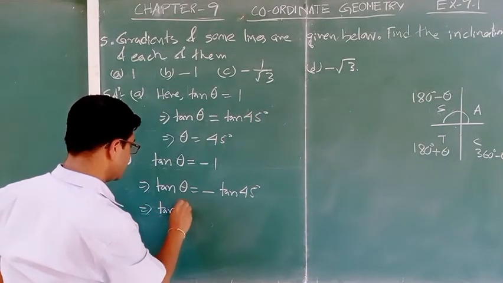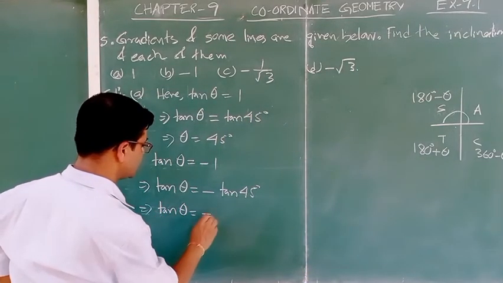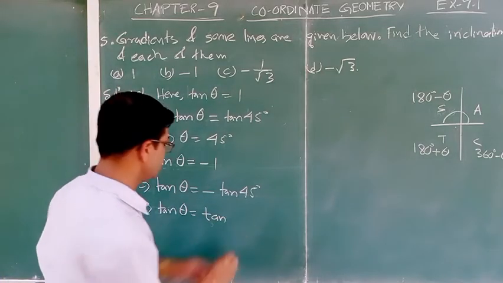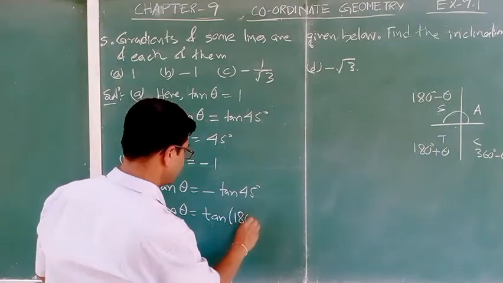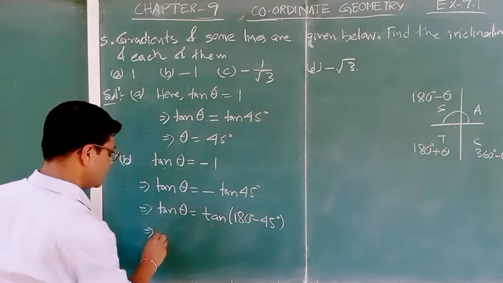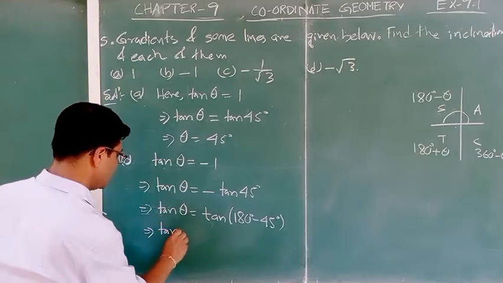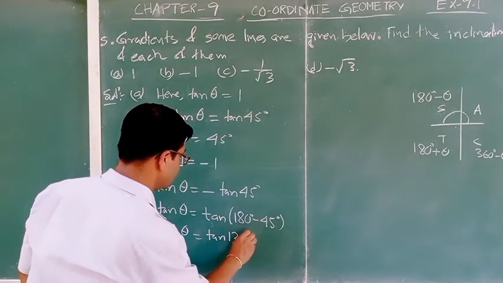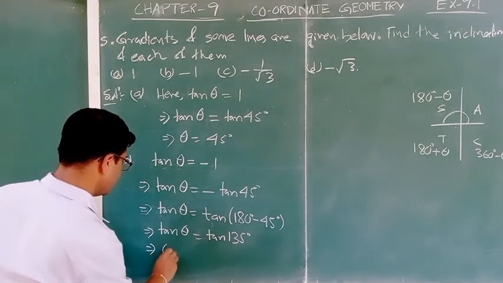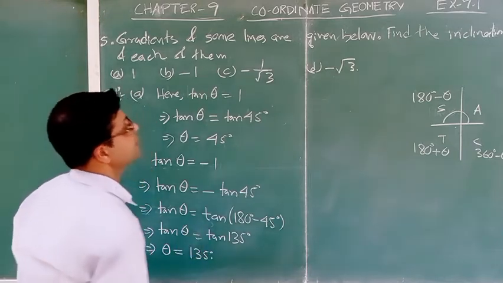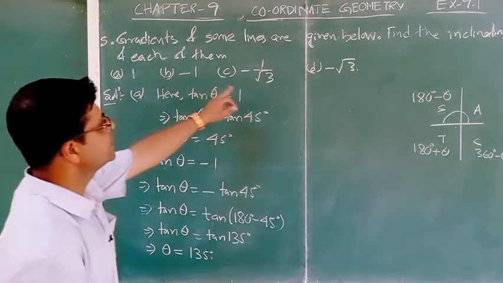So this is tan of theta is minus, sorry, we have to remove this minus, tan of, how do we express, 180 degree minus 45 degree, correct? So tan of theta is tan of 180 minus 45, which is 135 degree. So inclination is how much? 135 degree. Got it? Now let us do number C and D.